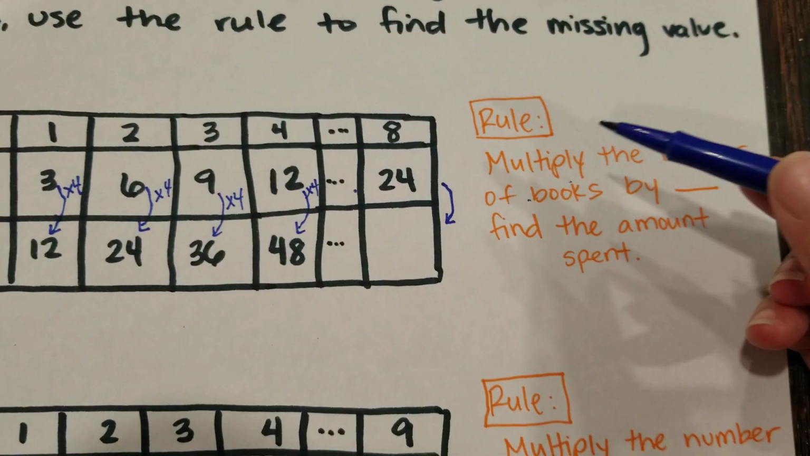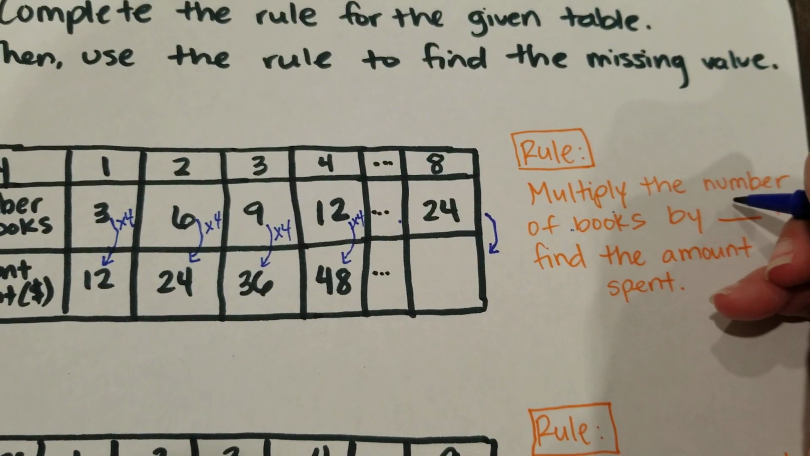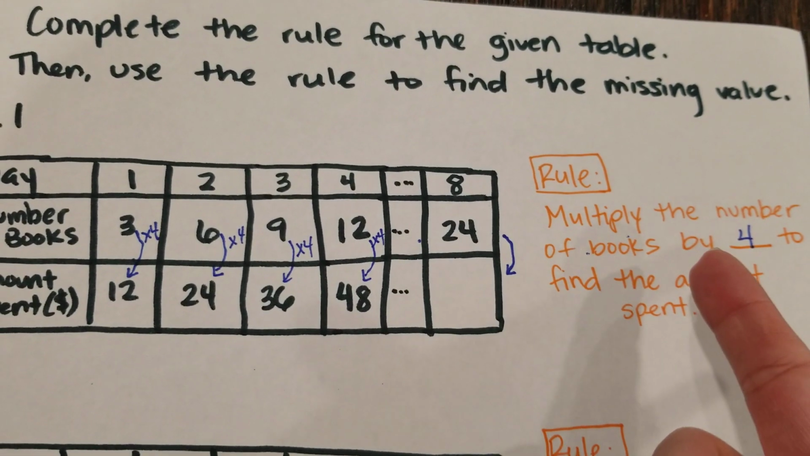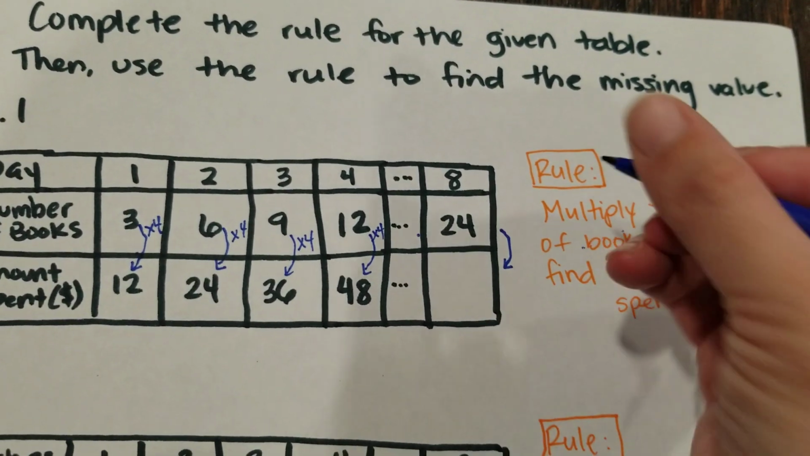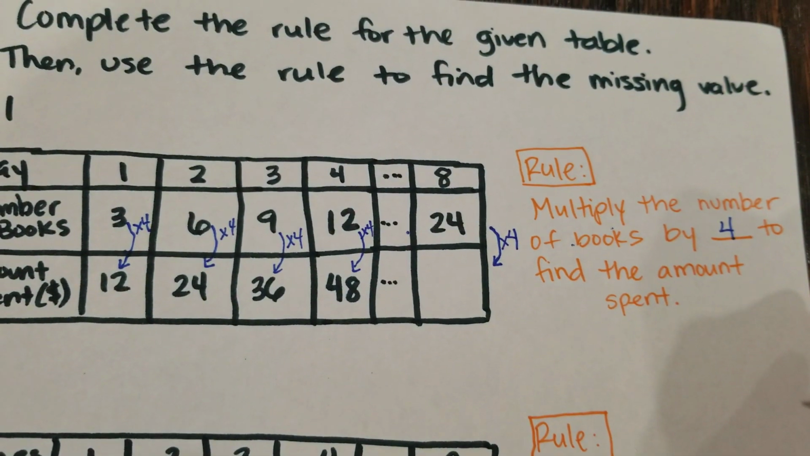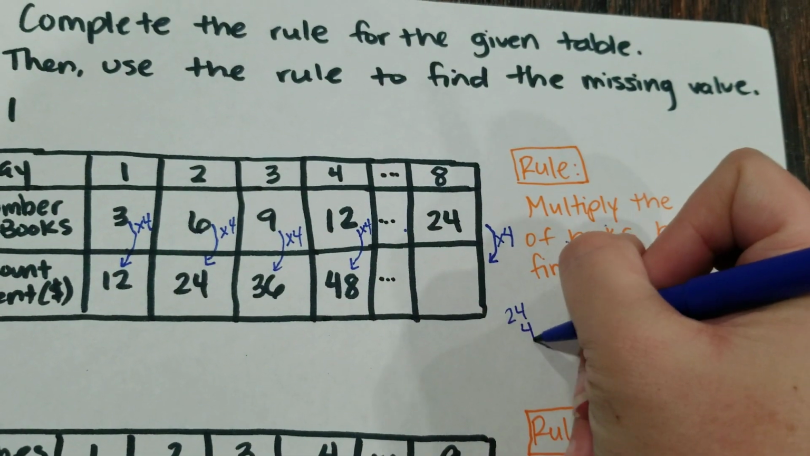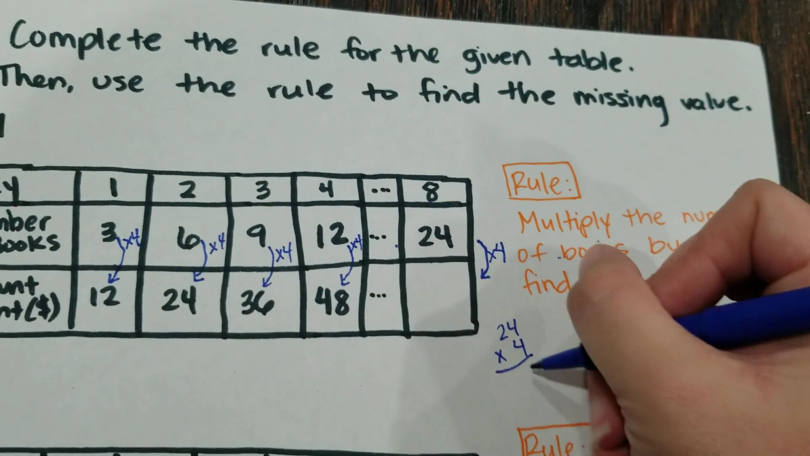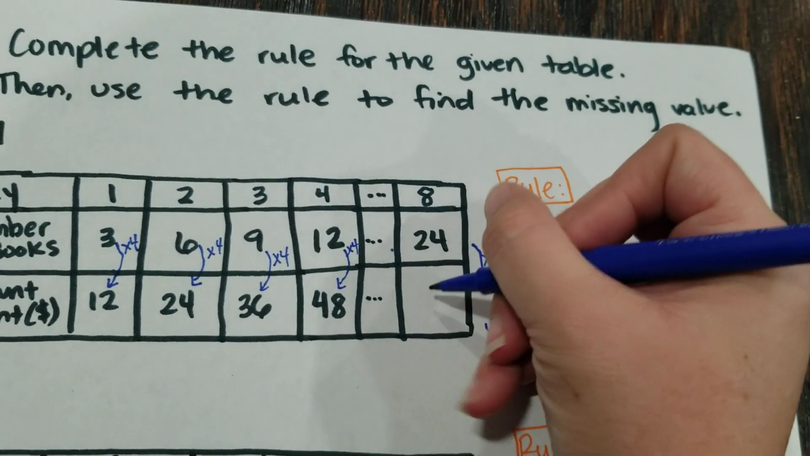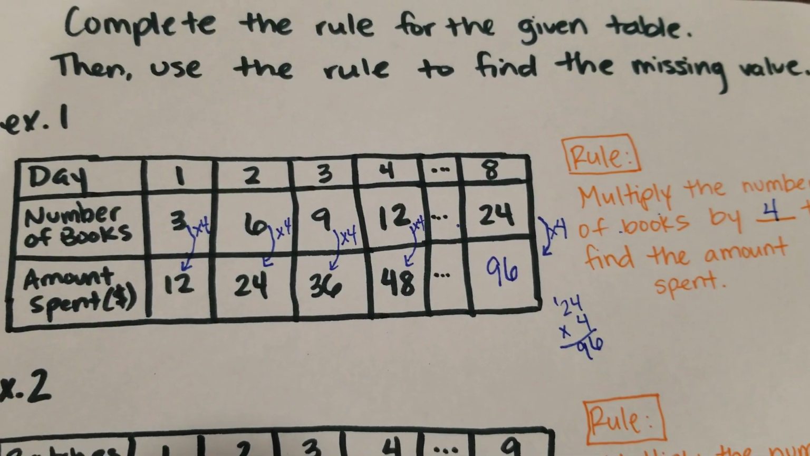I'm going to write my rule: multiply the number of books by blank to find the amount spent. We're just going to fill in 4. And now we're going to use that rule on the missing number, times 4. And 24 times 4, I don't know if I can do that mental math, so I'm going to do a little side work. 24 times 4, let's see, 4 times 4 is 16. 4 times 2 is 8, plus 1 is 9. So 96 is my missing number. And I'm done with example 1.